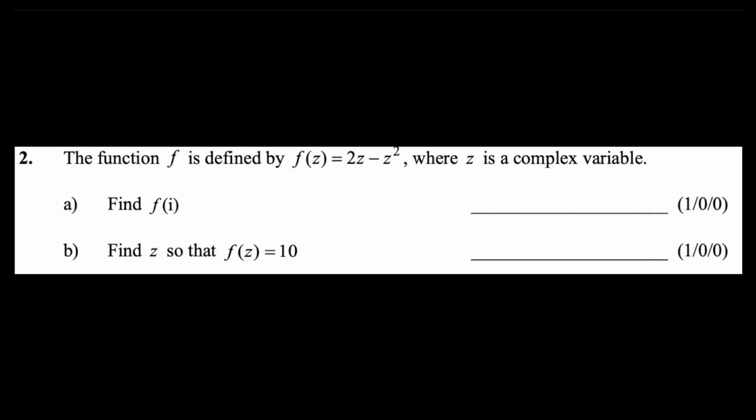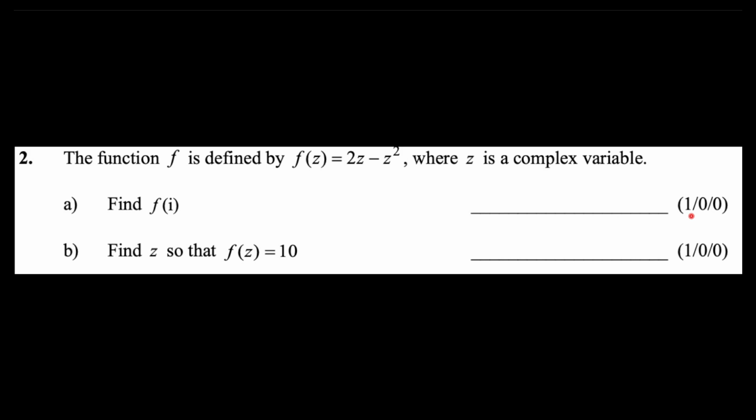It's also very simple. The function f is defined by f of z equals 2z minus z squared, where z is a complex variable. Find f of i, and find z so that f of z is equal to 10. They are just bringing the complex function in, but that is not a big deal. You understand what the meaning is, yes? Of course you lose this opportunity because you don't know the level of difficulty. Here you understand that the problem should be simple because it's one point.